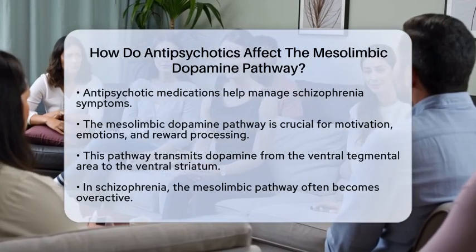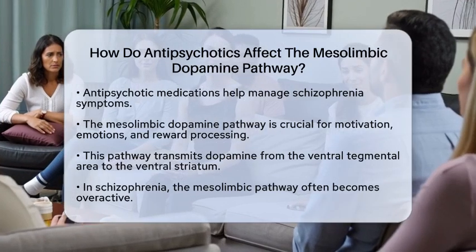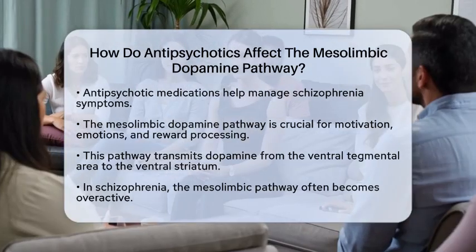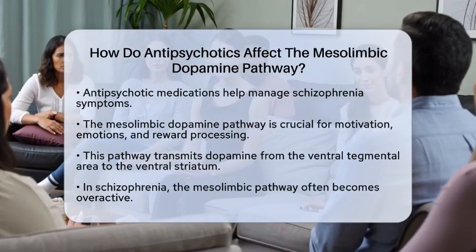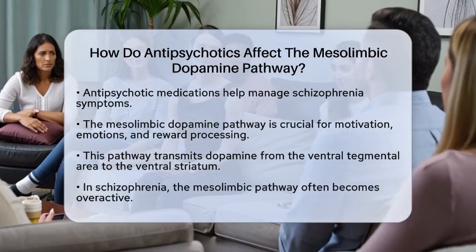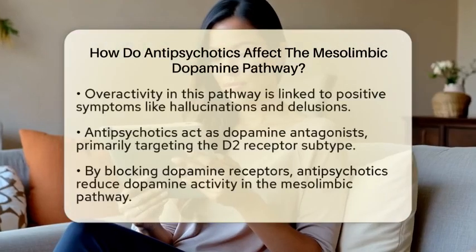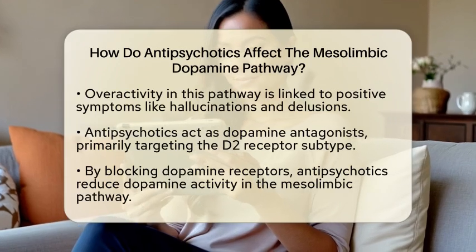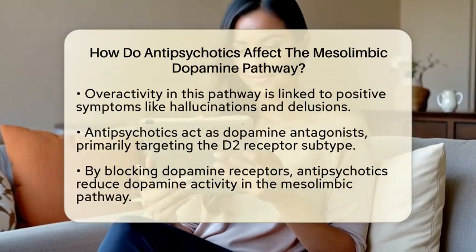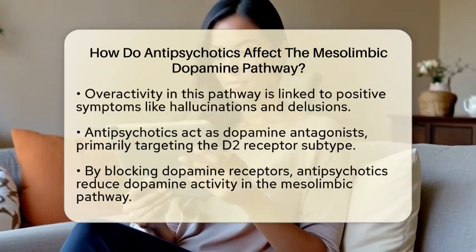In individuals with schizophrenia, this pathway often becomes overactive. This excessive dopamine signaling is closely linked to positive symptoms of the disorder. These symptoms include hallucinations, delusions, and disorganized thinking. So, how do antipsychotic medications come into play?